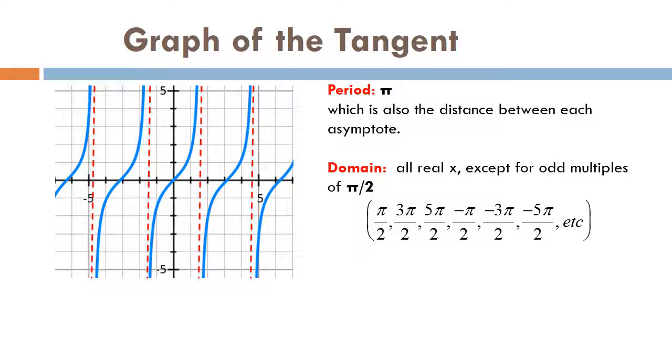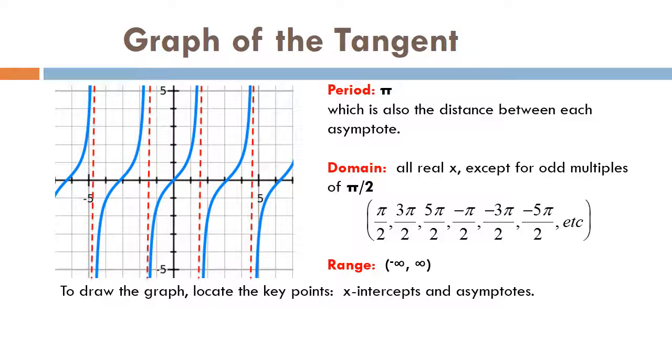The domain is all real numbers except odd multiples of pi over 2. In other words, pi over 2, 3 pi over 2, 5 pi over 2. Or in the negatives, negative pi over 2, negative 3 pi over 2, negative 5 pi over 2, etc. The range is all real numbers.